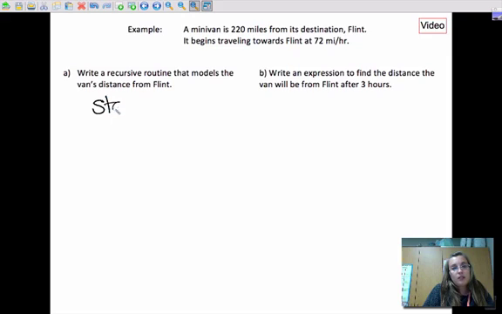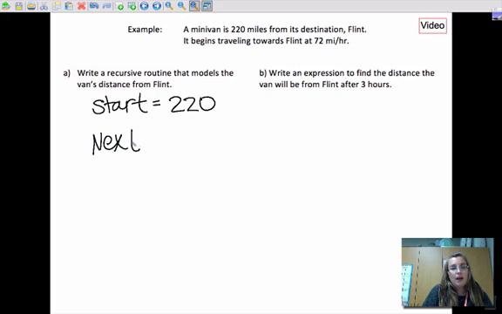We have to, of course, do our start. Our start value in this case is 220. We're starting 220 miles away from the destination. And as we go, the next thing that's going to happen is that we'll take our previous location and we're going to subtract 72 for every hour because we're traveling closer, so our distance is actually going to be 72 less every hour. Okay?